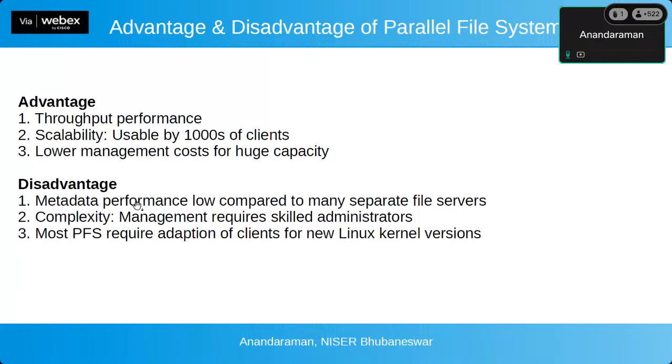Here the metadata and the actual data are separated. So metadata performance is low compared to many other file systems, because here the metadata is separated. It is stored in a separate partition, and object storage is stored in a different place. Also, native kernel support is not there, so we have to compile the kernel and change the Linux OS a little bit, and only then can we install the parallel file system, because the native kernel does not support it.